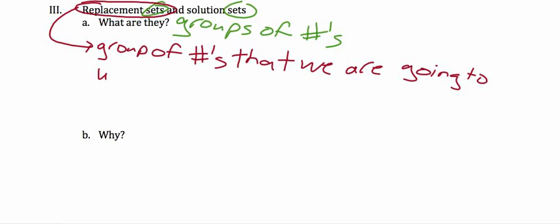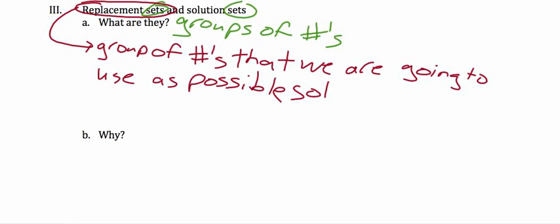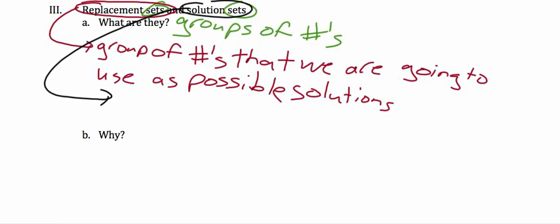So what's different here is that you're going to have a finite list of possible solutions. And then, of course, your solution set is going to be the numbers from the set above that worked. Again, from your replacement set.